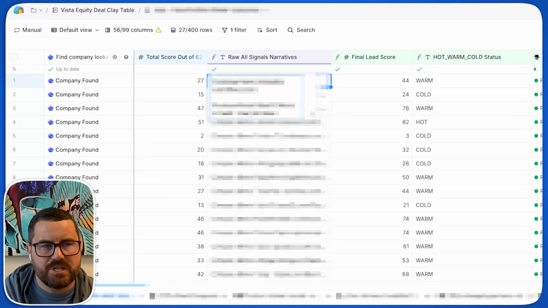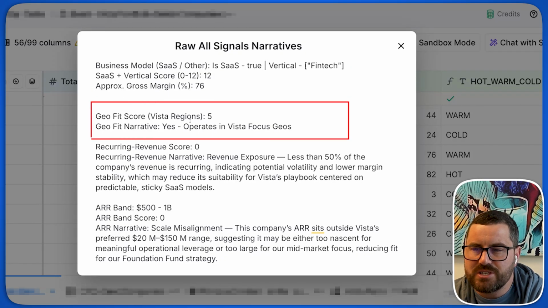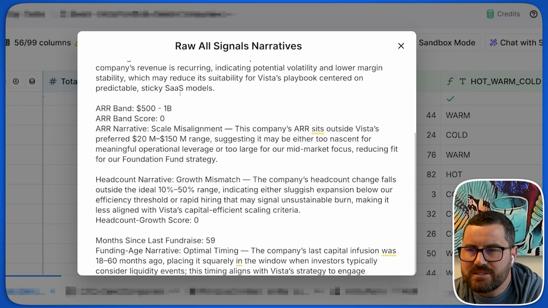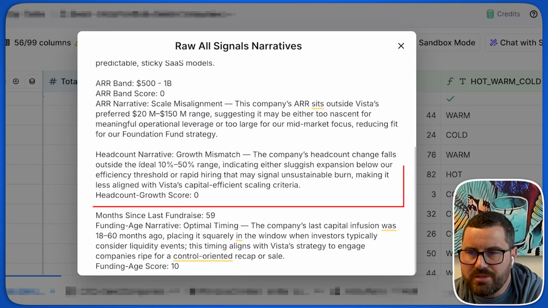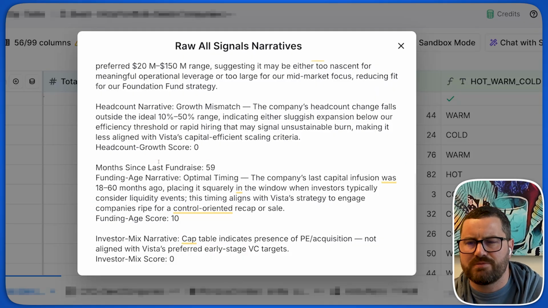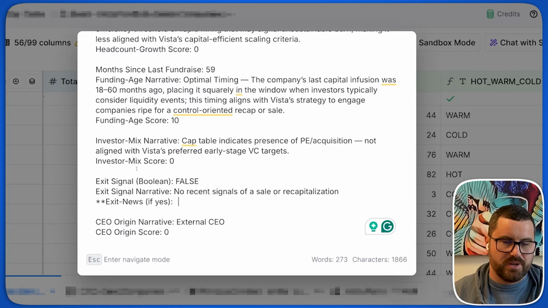So if you look at this particular company, it has a business model that is SaaS. It is in fintech. The vertical score is a 12 out of 12. The approximate gross margin is 76. It is in the regions that Vista operates in. Their recurring revenue score, looking at things like their ARR band, where they are, their headcount narrative, months since last fundraising, all this information would help them identify whether or not it is a good thesis-driven investment.